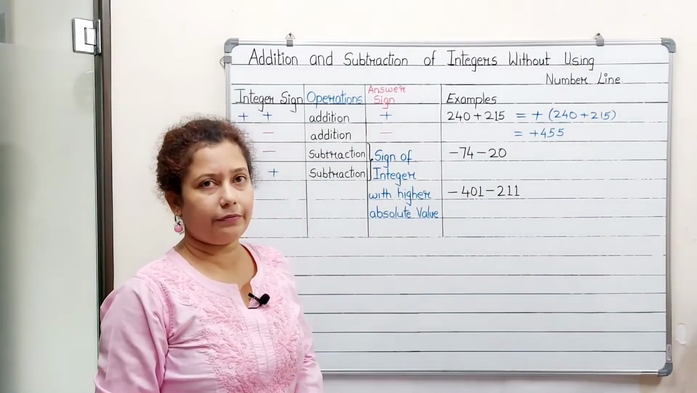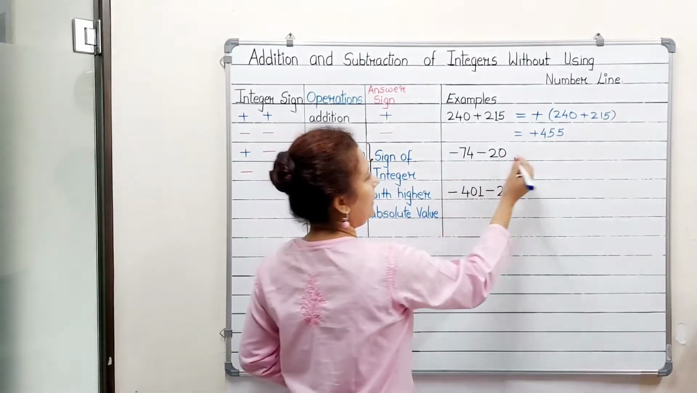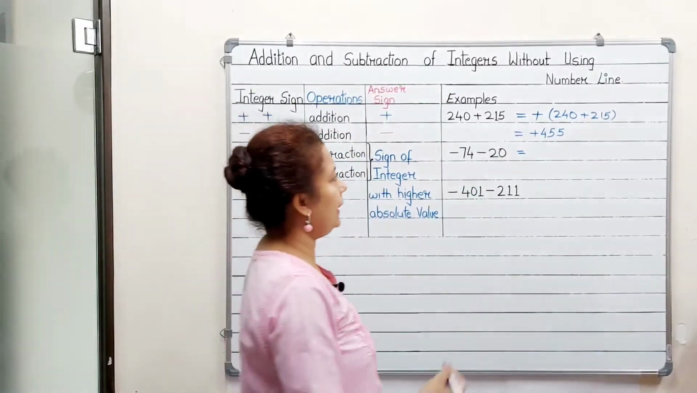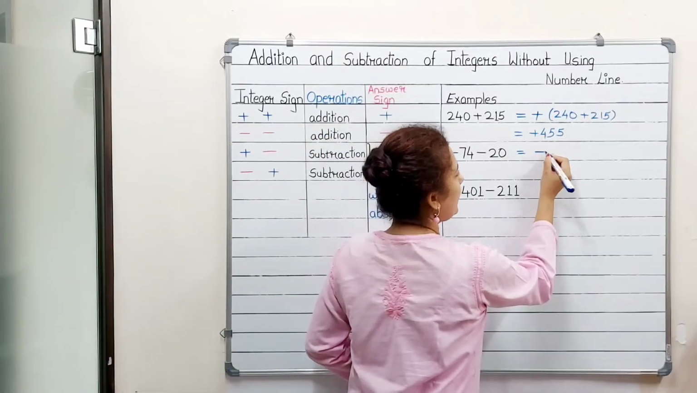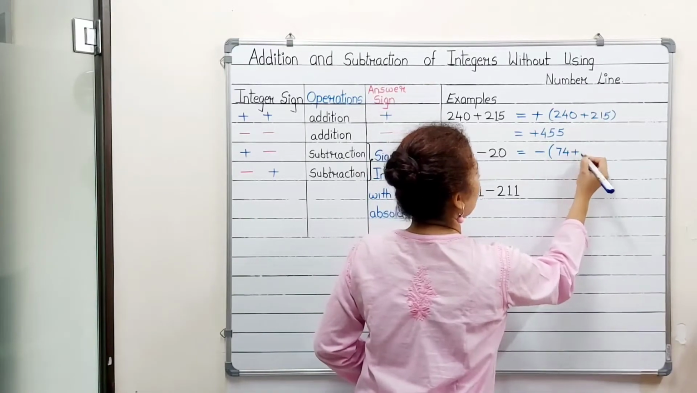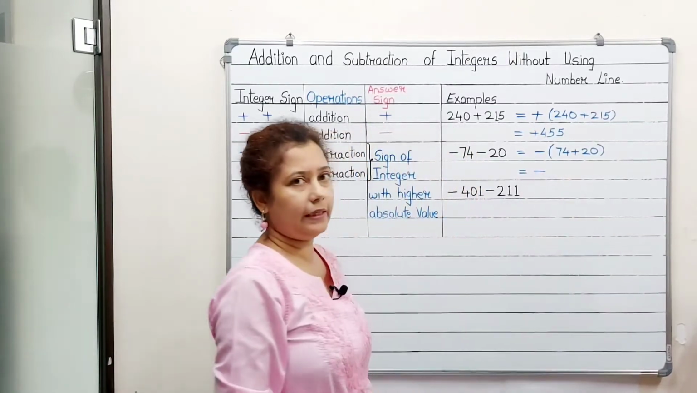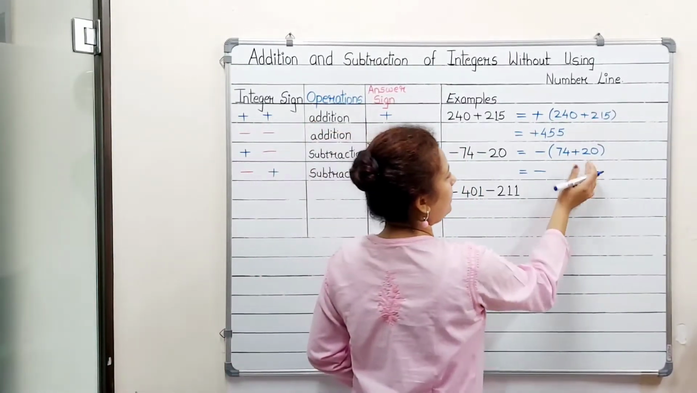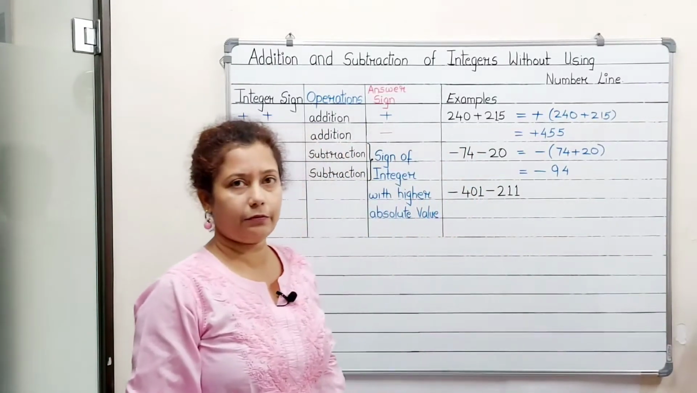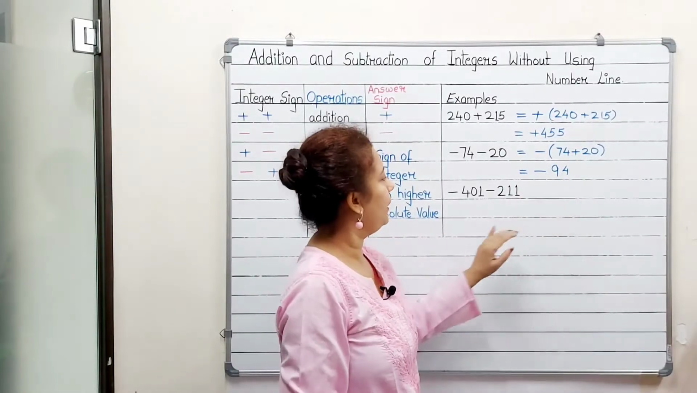Plus 455. The second example we are taking is where both the integers are negative, so we will give the common sign of minus and add the absolute values. So again the answer will be negative. After adding the absolute values, we will get the answer here 94. So the final answer is minus 94.